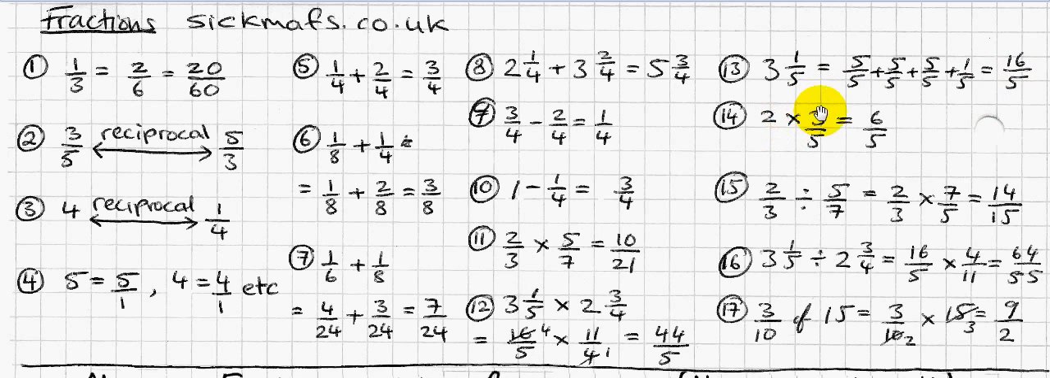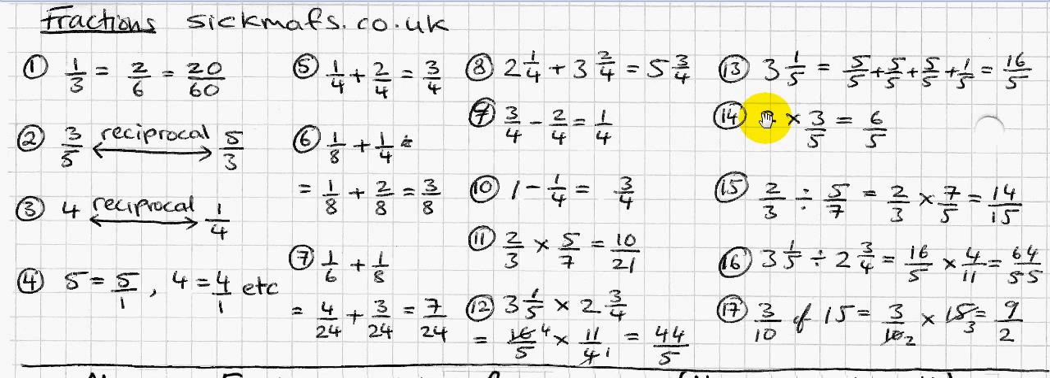Okay, now 2 times 3 fifths is obviously 6 fifths because we've got 3 fifths twice. 3 fifths and another 3 fifths gives you 6 fifths. So that's very simple. Just do 2 times 3, which is 6, and you've got the 5 carrying on there. Or if you really want to, you can think about it like this.